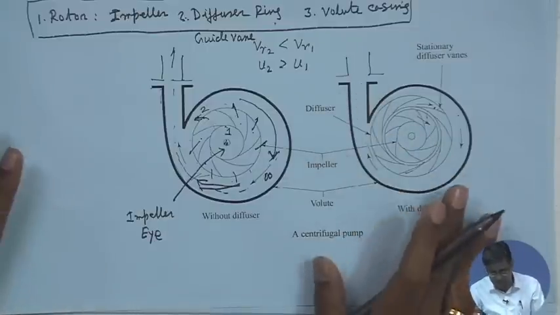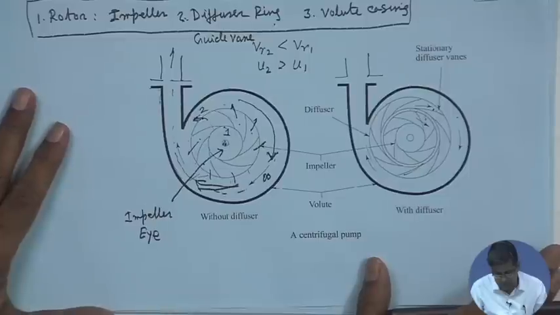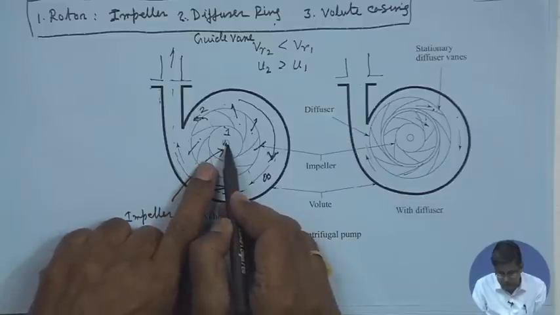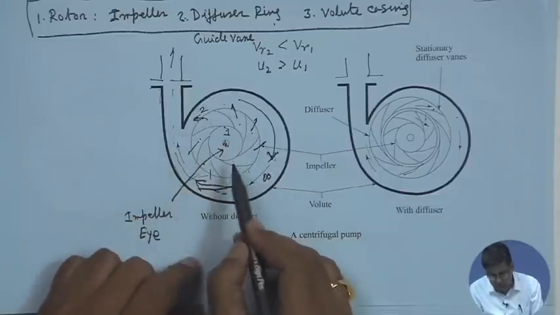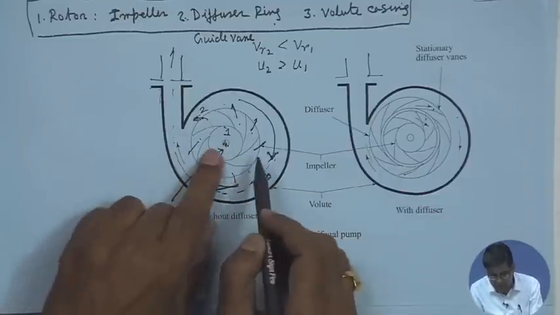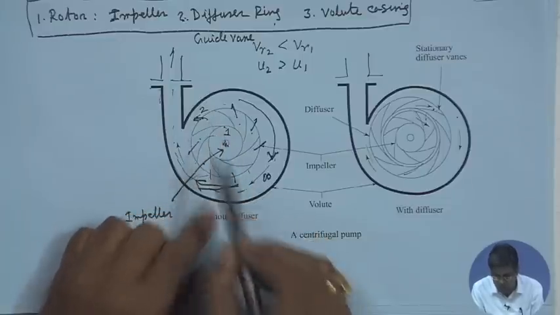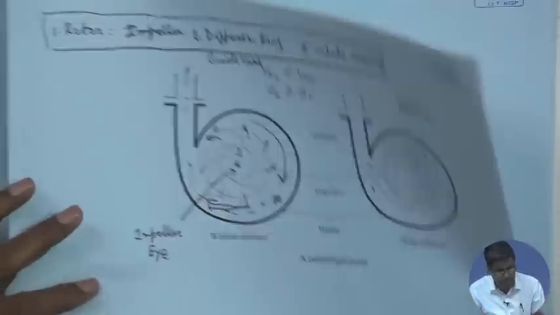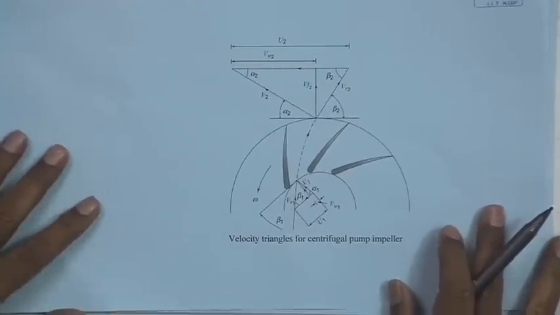So, this is, in brief, the components of a centrifugal pump. The water at the inlet is sucked in the radial direction, perpendicular to this. When it rotates, it sucks and then it turns automatically in this direction and flows through the impeller blade passages. Now, with this as the background knowledge, let us see how the velocity triangle looks.